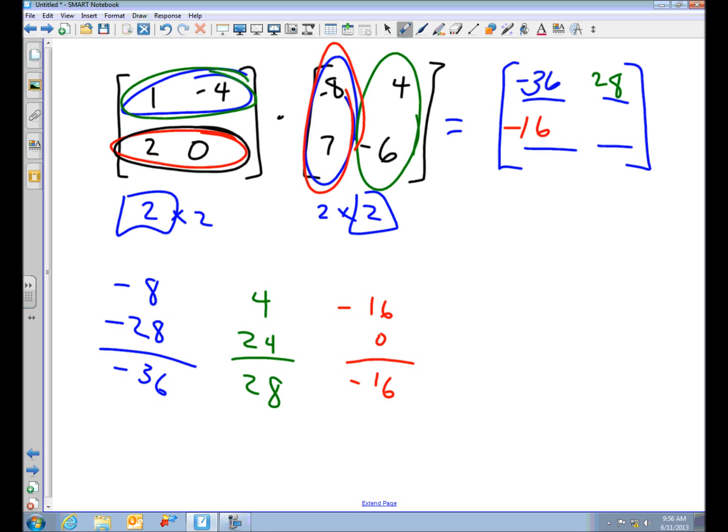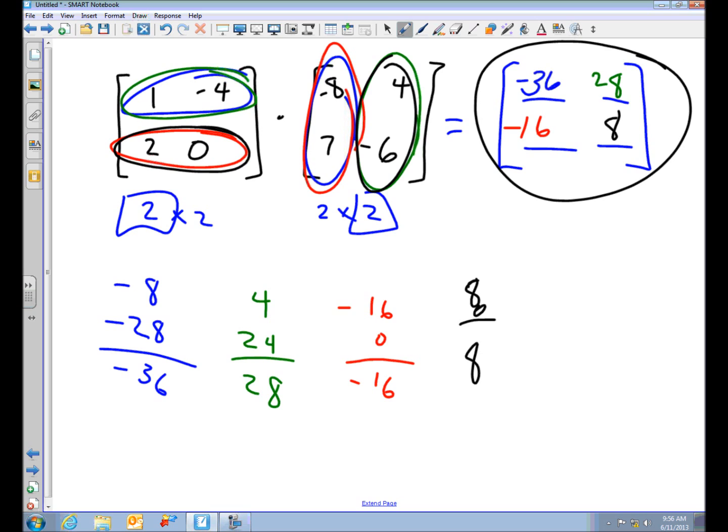And now again, we're going to have to combine the second row now with the second column. So we're going to do 2 times 4, which is 8, and then 0 times negative 6 is 0. Add them together. 8 plus 0, that's pretty straightforward. It's just 8, and there's our last entry, and now we're all done. Good work, guys.